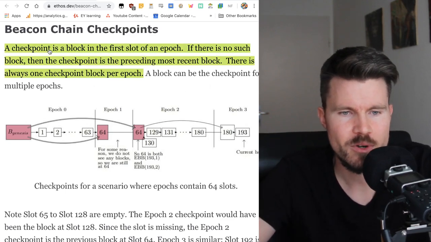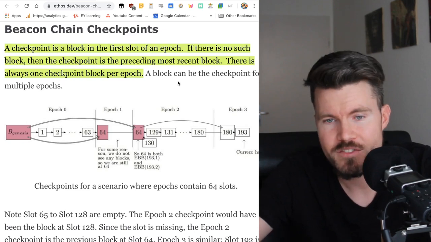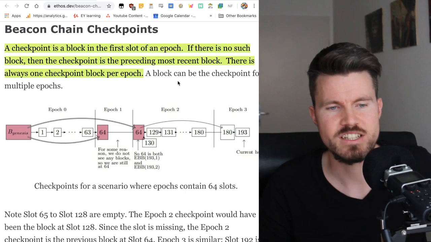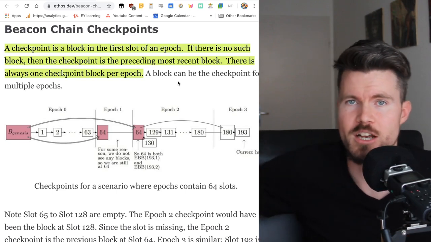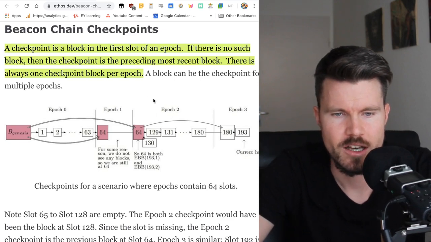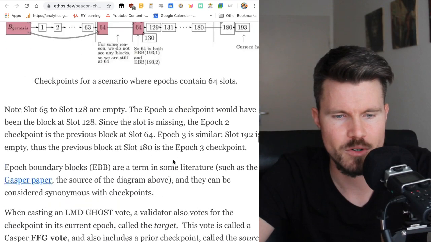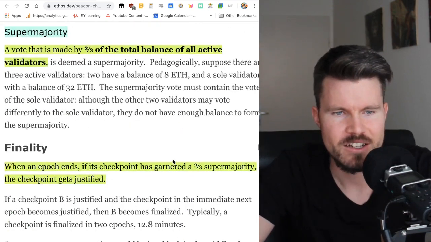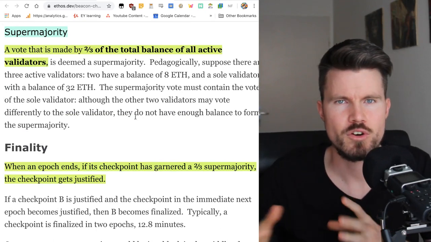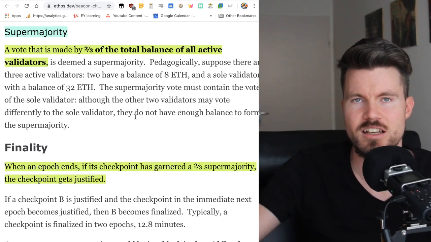So a checkpoint is a block in the first slot of an epoch. However, if there's no such block, then the checkpoint is the next preceding most recent block. And there's always one checkpoint for an epoch. But the next epoch could have the checkpoint for the previous epoch. It sounds quite complicated, but to be honest, as soon as you've got the different terminology, it actually gets a lot easier.